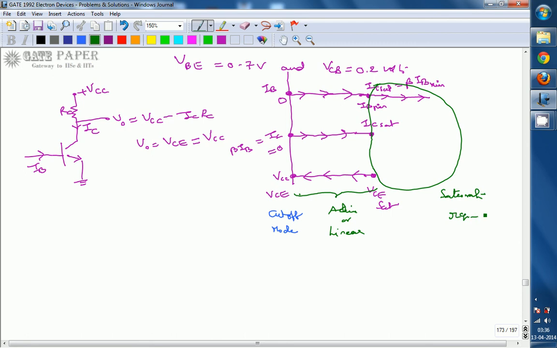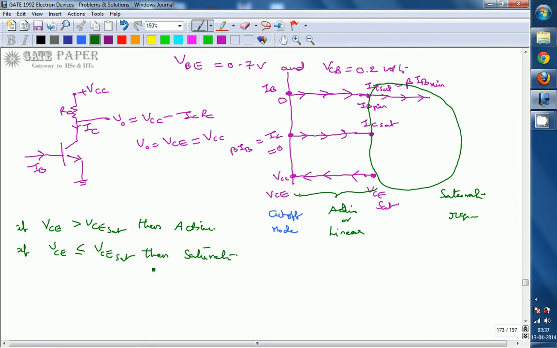So VCE saturation is with respect to voltage, because in our question only voltages were given. So for an NPN transistor, if VCE is greater than VCE saturation, then the transistor will be in active mode. Remember this one. If VCE is less than or equal to VCE saturation, then it will be in saturation mode.